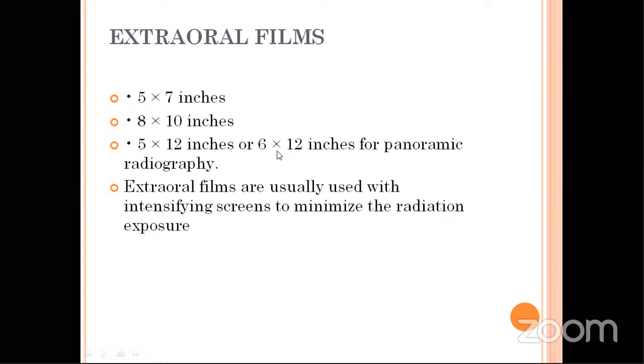6 by 12 and 5 by 12 are used for panoramic views. These extraoral films are used along with the intensifying screens to minimize the radiation exposure. They are not used separately like the IOPA films. They are used along with the intensifying screens.